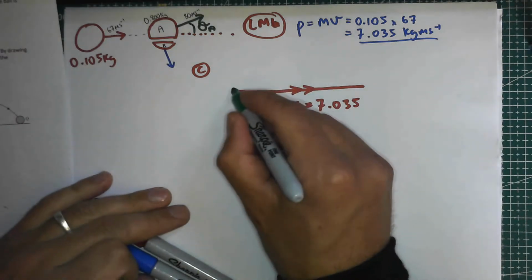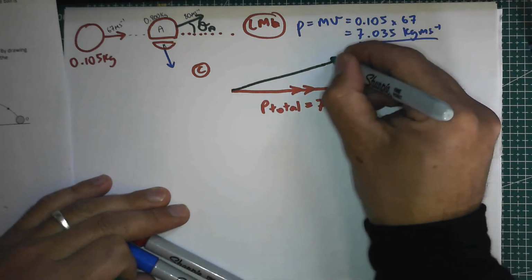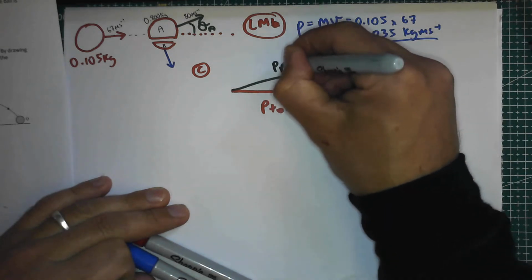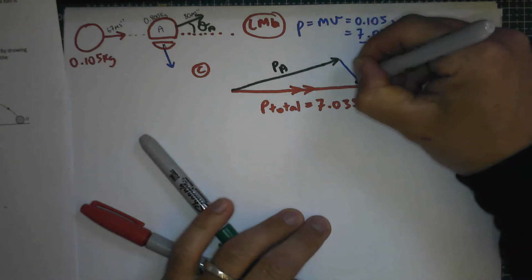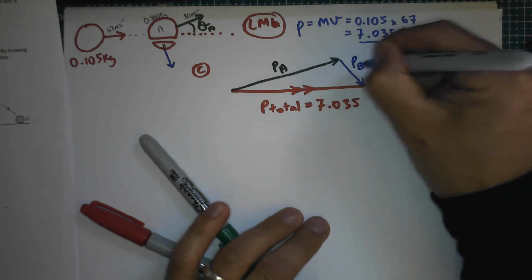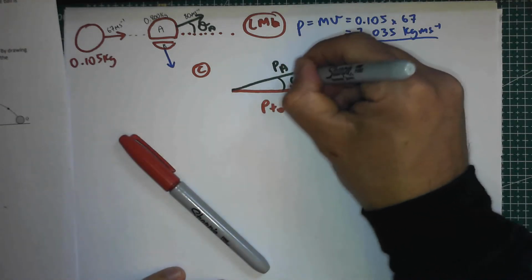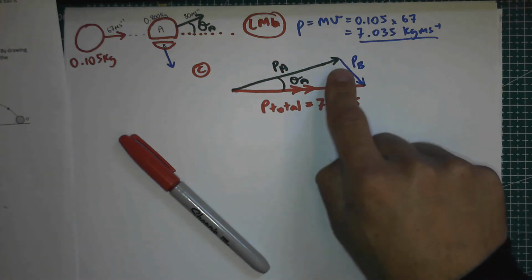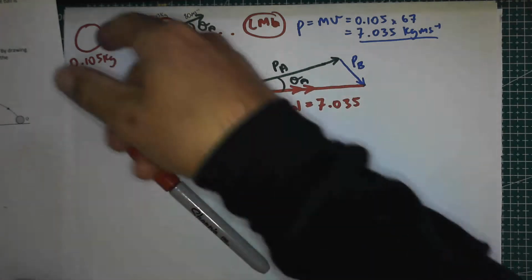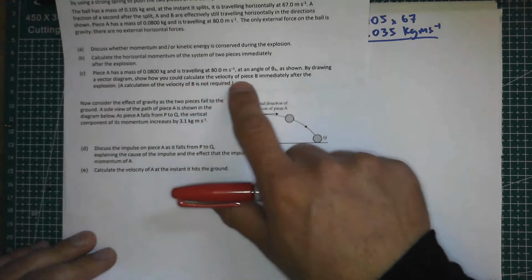The way we do that is like this. This is momentum A, and if we add to that momentum B, this angle in here is theta A. Now, we don't know if this is a right angle, which is why they're not expecting us to calculate the answer. So, drawing a vector diagram, show how you could calculate the velocity of piece B immediately after the explosion.